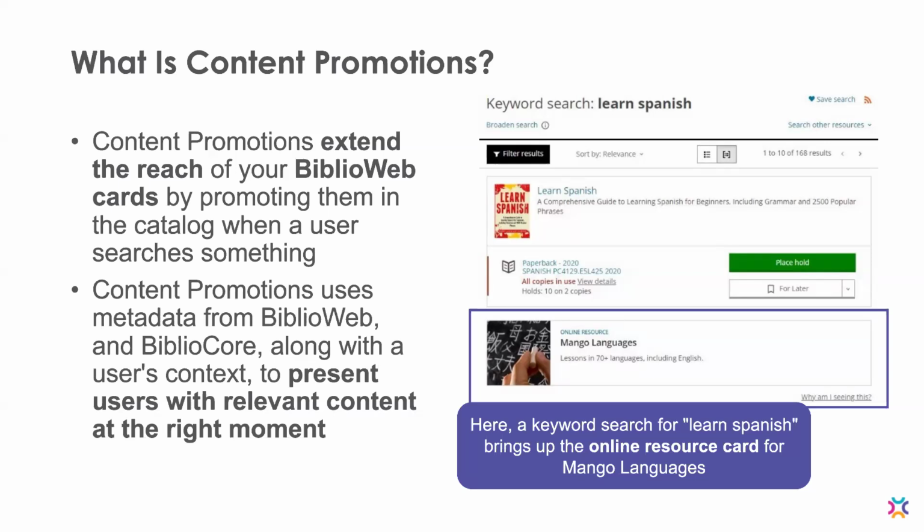So, basically, the cards that you create in web have metadata associated with them. And by metadata, it could be taxonomies, it could be some additional metadata that we add. And we can leverage that metadata to basically match with whatever a user is searching. So, this example on the right says learn Spanish, so you have a Spanish book, but then you can see the online resource card for Mango Languages.